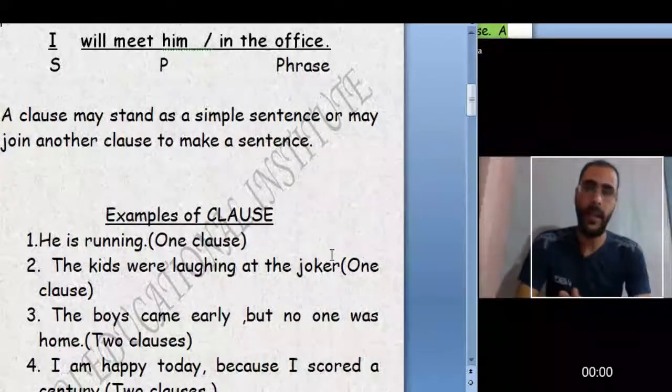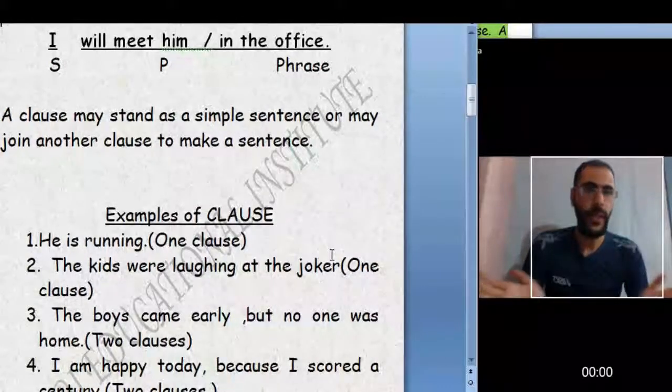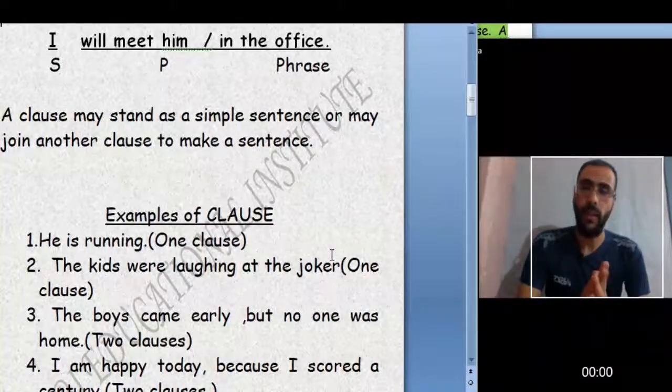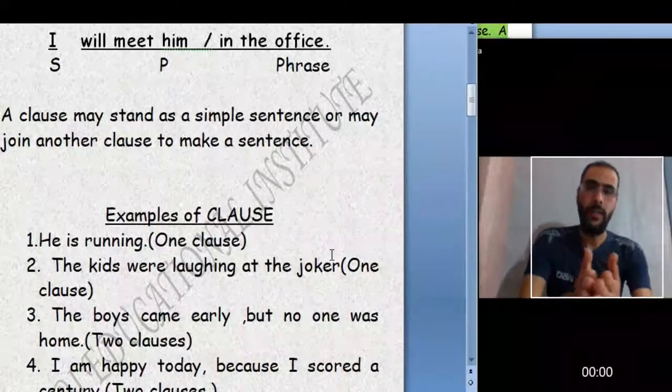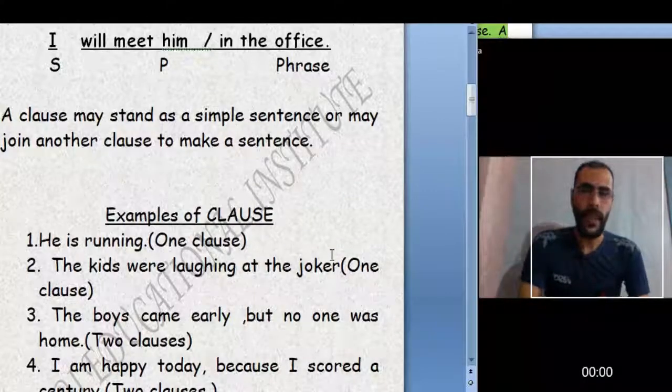I will meet him. I is a subject, will meet him is a predicate, so it becomes a clause. It qualifies as a clause because it contains a subject and a predicate. और जो पार्ट हमें ज़रूरत नहीं है उसको इंग्लिश में हम phrase कहते हैं.